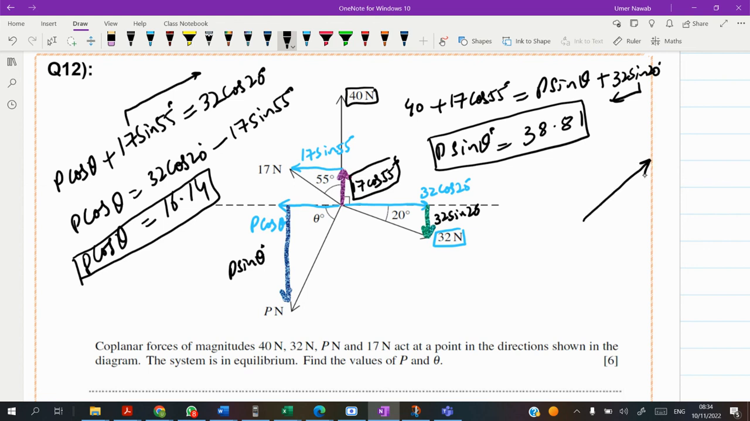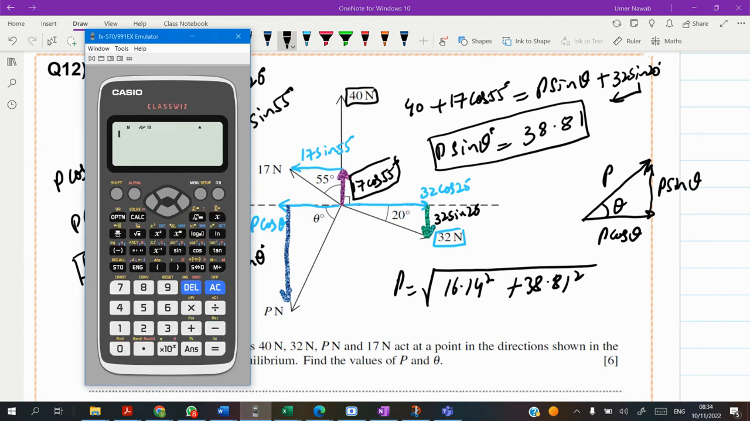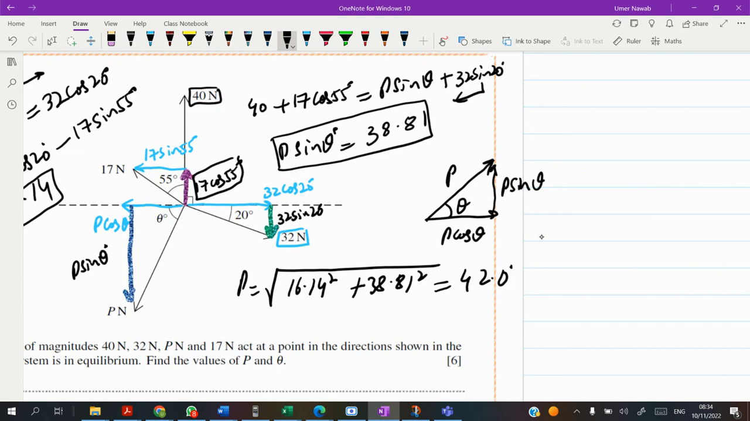You remember I told you p is always equal to what? P cosine of theta and p sine of theta, and this angle is theta. So p is equal to the square root of 16.14 squared plus 38.81 squared. Take the square root, and get your answer, 42.0. And from here I can also get theta.